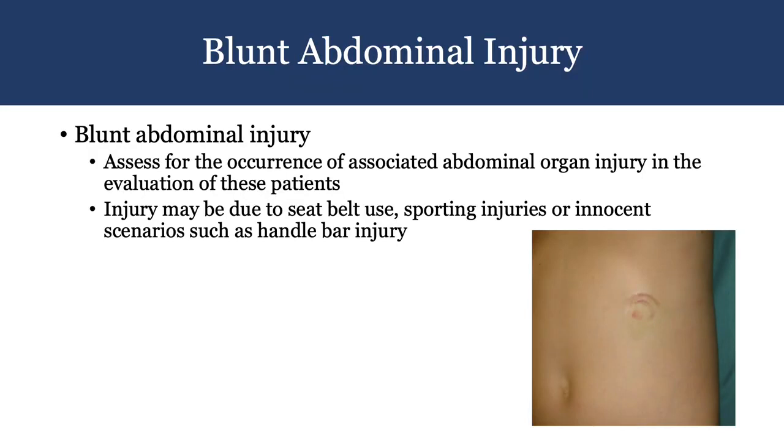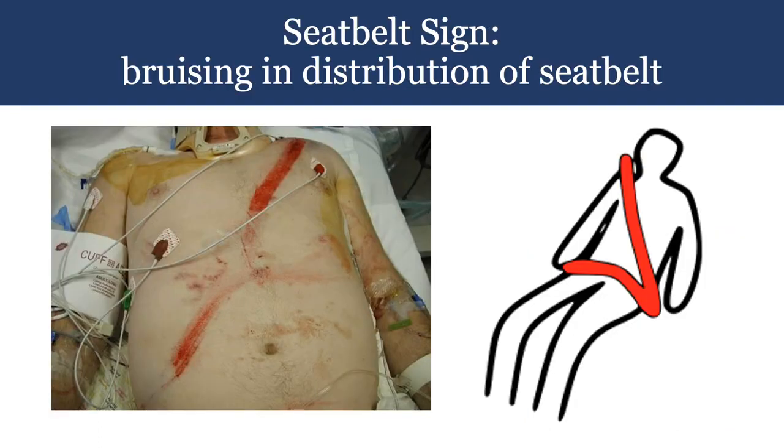So for blunt injuries, assess for the occurrence of associated abdominal organ injury. We saw the picture highlighting exactly which organs exist where. And the injury may be due to seatbelt use, sports injuries, or innocent scenarios such as the handlebar injury, as you can see demonstrated in the picture on the slide.